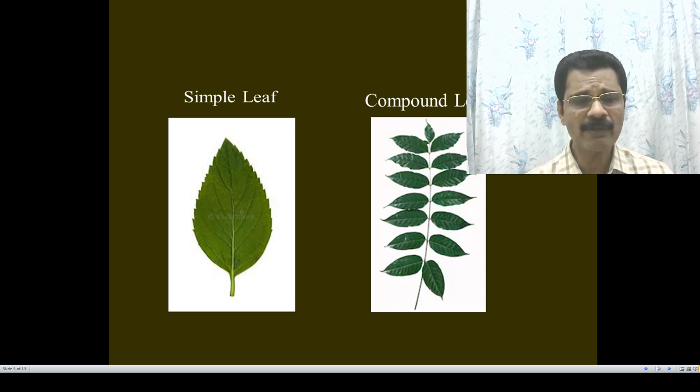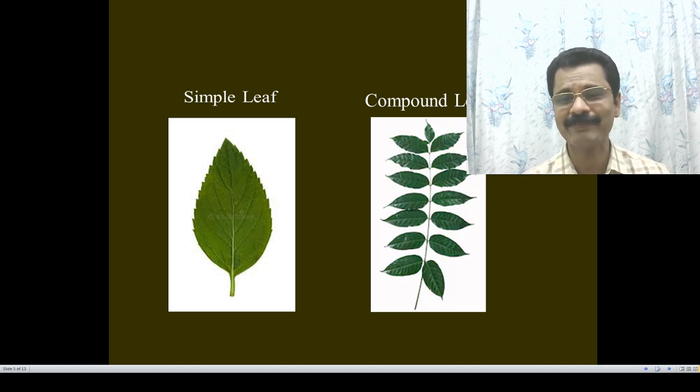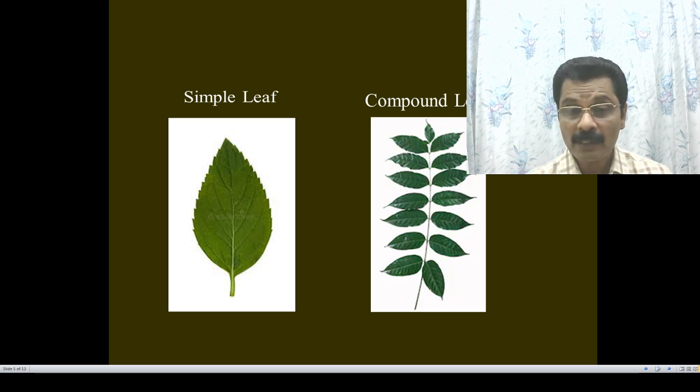Another classification of leaf is simple leaf and compound leaf. What is simple leaf? A single lamina or leaf blade attached to a petiole is called simple leaf. A number of lamina or leaf blade attached to a petiole is called compound leaf, and such lamina of the compound leaves are called leaflet, and the main petiole is called rachis.